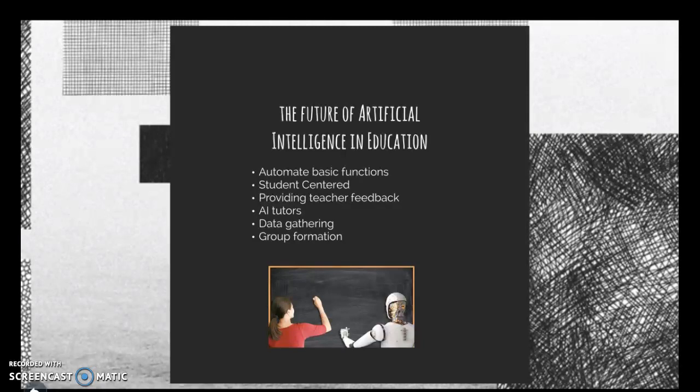So it can analyze our classes to find the best grouping for specific tasks. For instance, maybe you have a group that works really well together when they do a science project, but that same group might not work if you are asking them to do a book report. So AI can actually look at how your students function, and it can tell you the best group for each task.